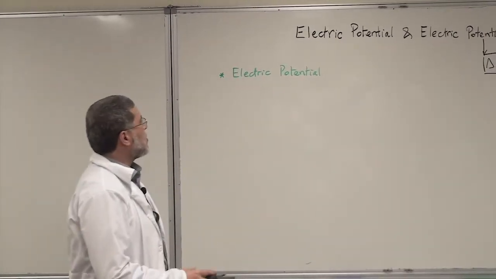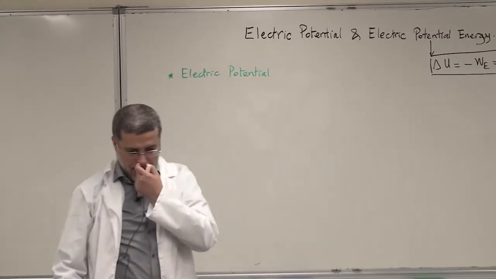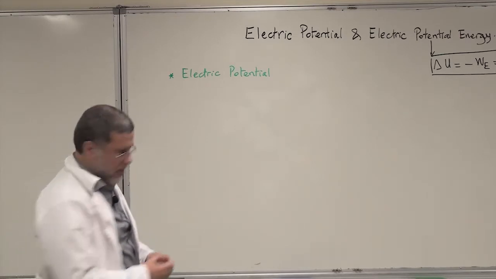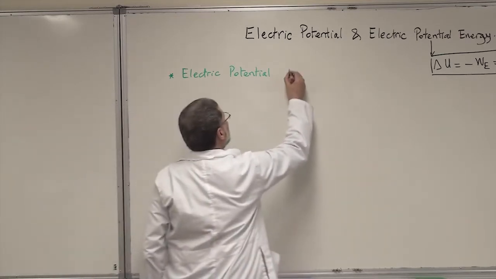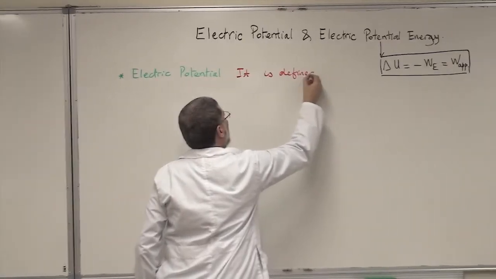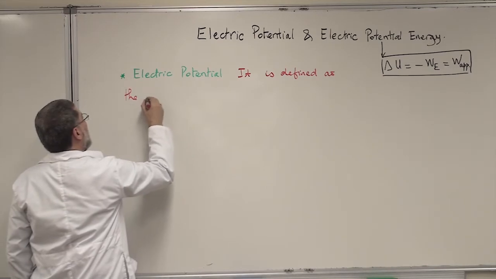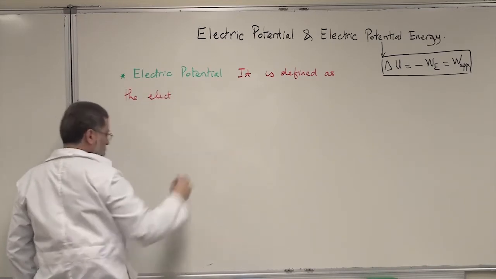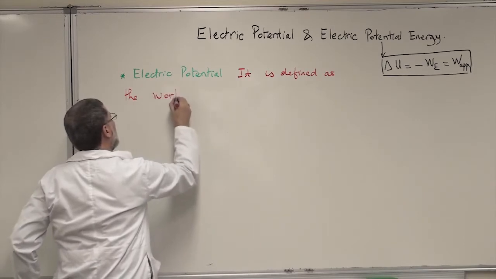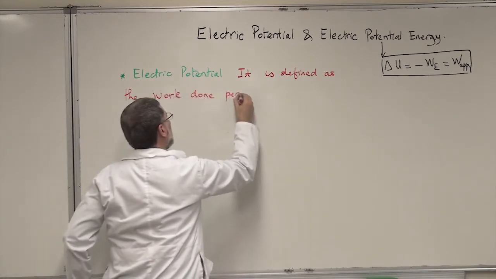Now let's move to the second part, which is electric potential. There's a definition for the electric potential. The electric potential is defined as the work done per unit charge.